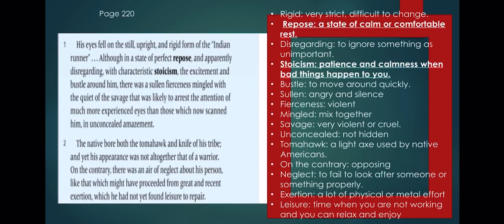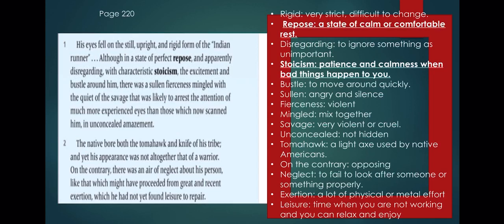His appearance was not like a warrior. So he was calm, quiet, and comfortable, and he had his tomahawk and knife. But his appearance was not like a warrior. On the contrary, on the opposite, there was an air of neglect.